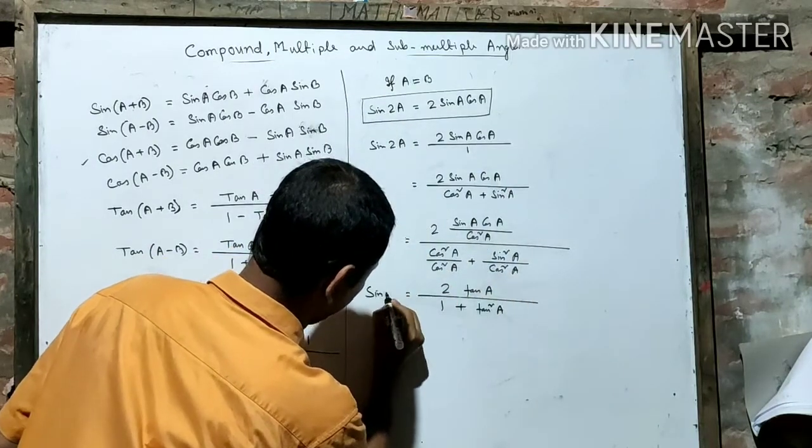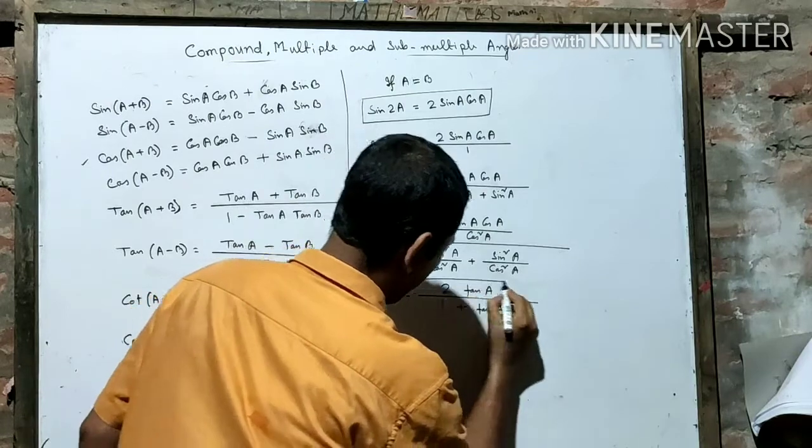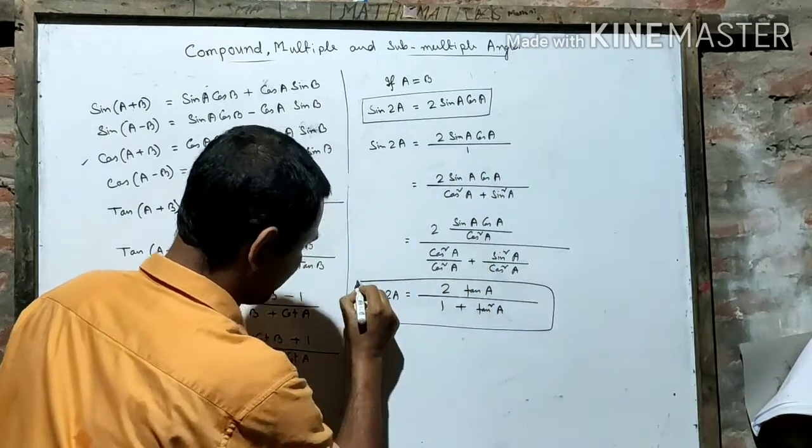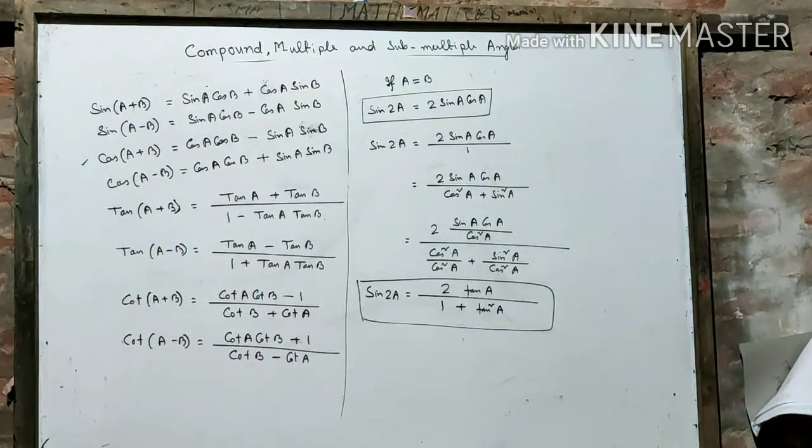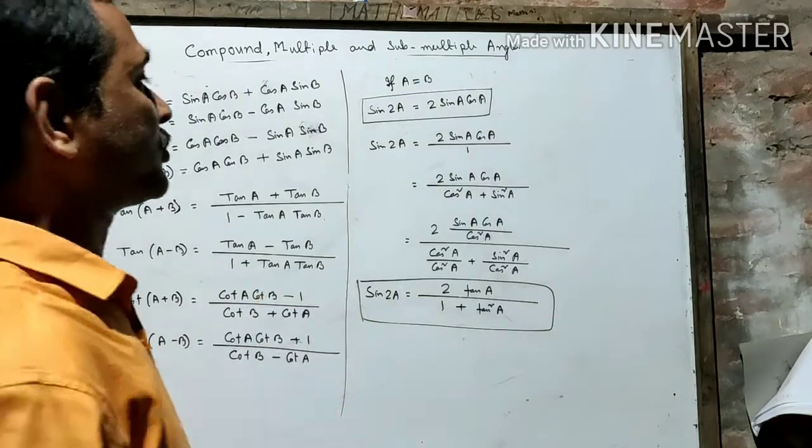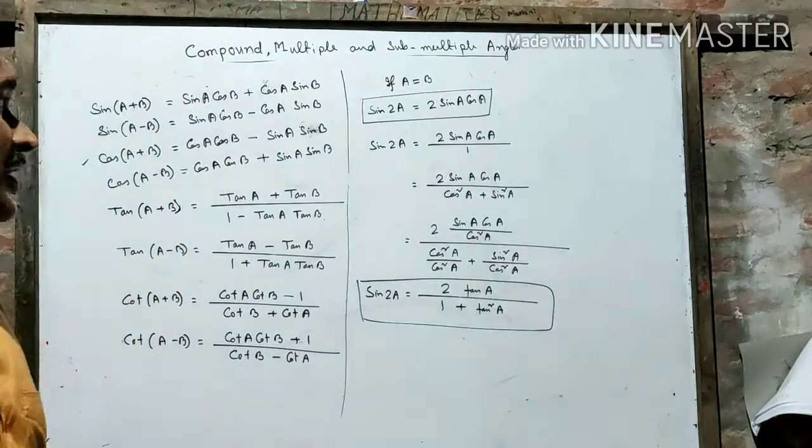So there is another formula for sin twice A. You are to remember this formula also. Sin twice A is equal to 2 tan A by 1 plus tan square A. So you note this formula. Then we are going to find the formula for cos twice A.